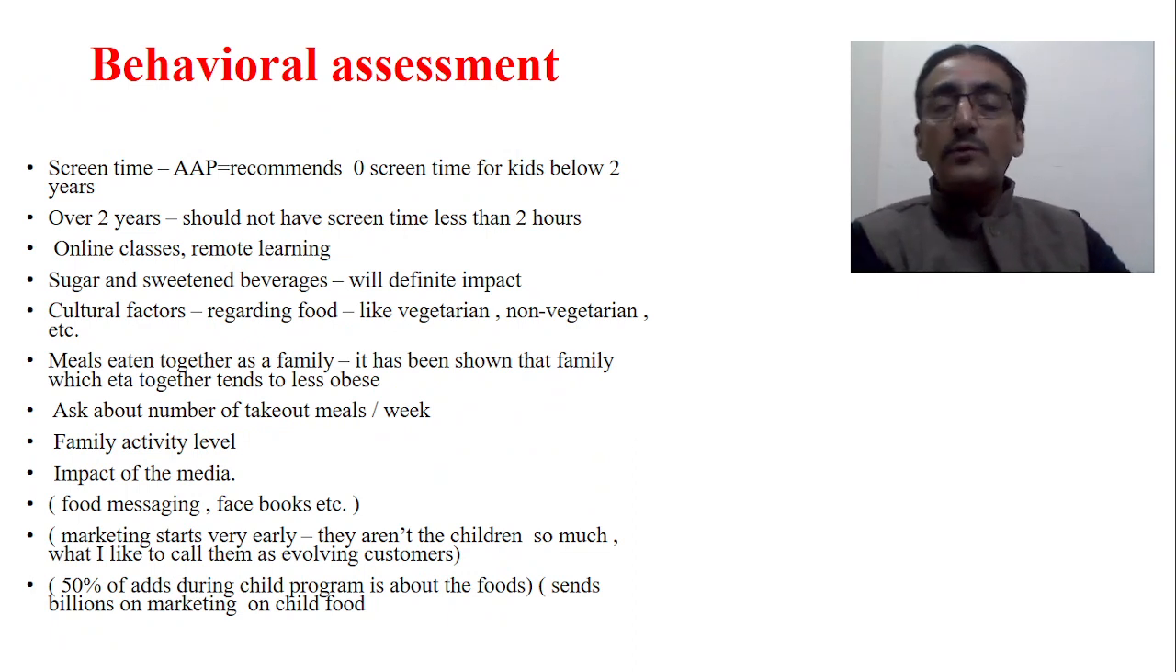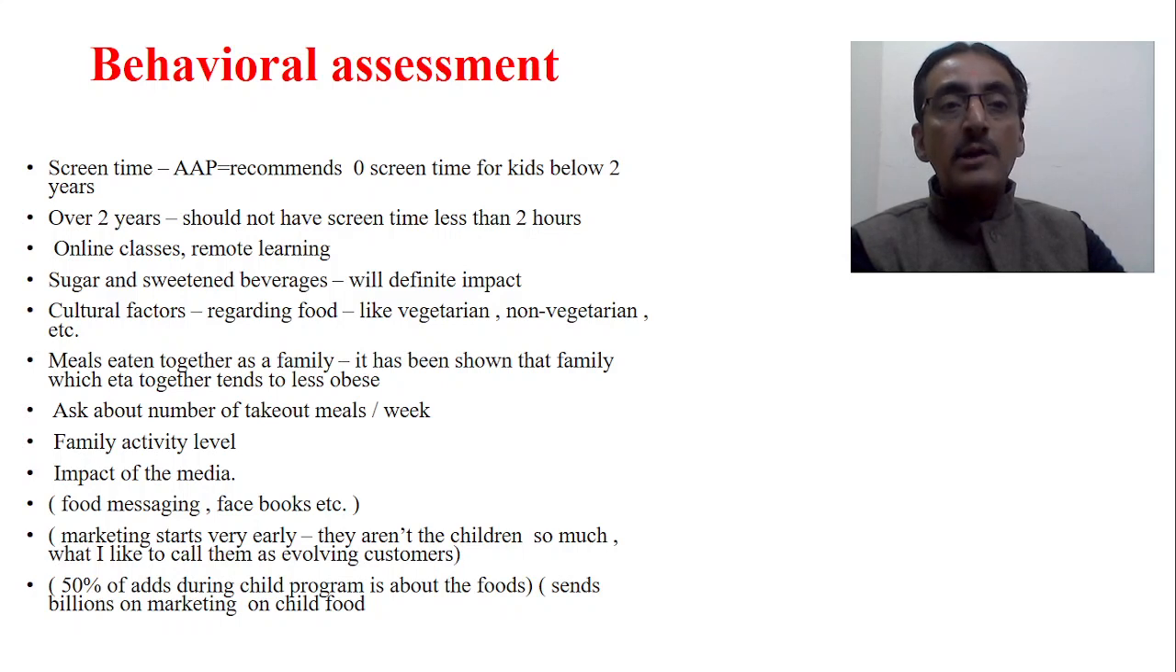Now we have to also go for the behavioral assessment. Screen time, this is very important. The American Academy of Pediatrics recommends zero screen time for kids below 2 years. Below 2 years of age, screen time is zero. No mobile, no television, no laptop, and no video games.